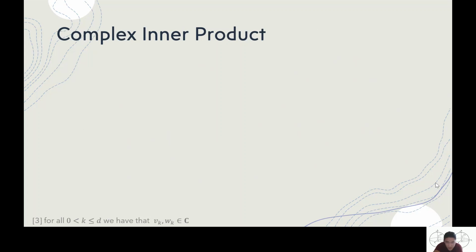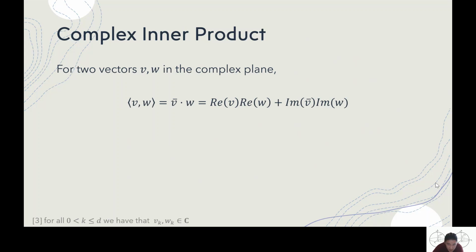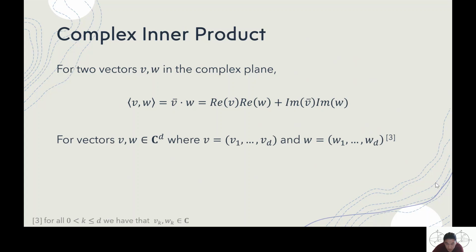We're mostly concerned actually with the complex inner product, as quantum mechanics happens for the most part in complex spaces. In our one-dimensional case, for two vectors v and w in the complex plane, the inner product is defined as the standard dot product between the complex conjugate of v and w, where we're looking at just the real and imaginary parts. So it's just the real part of v times the real part of w plus the imaginary part of v conjugate times the imaginary part of w. In our d-dimensional case, we'll do this the same for each dimension and sum them up like so.